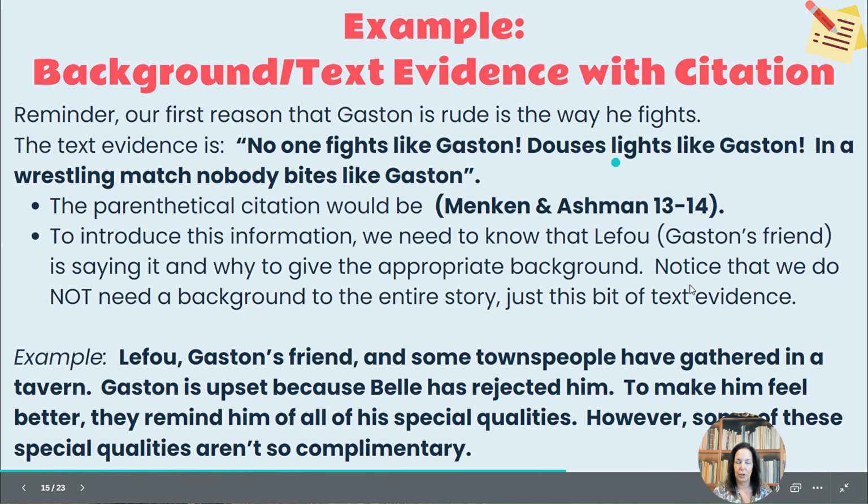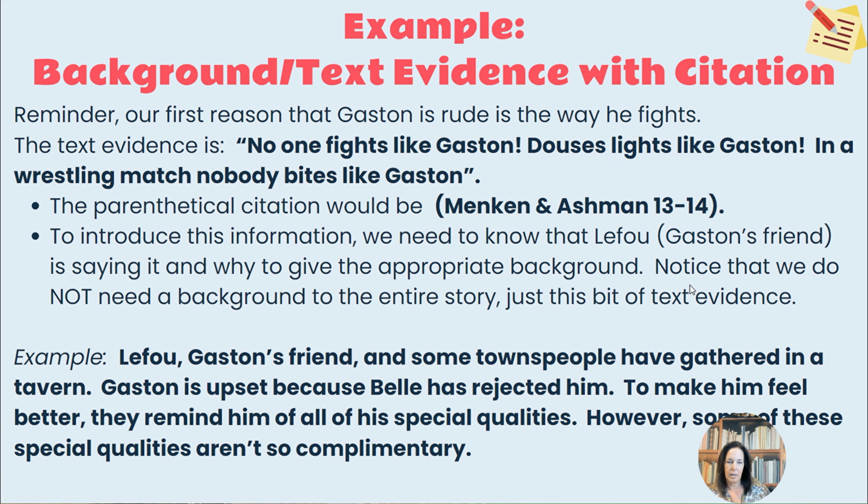Okay, now we need to kind of circle back to that background to give background to our text evidence, okay? So, reminder, our first reason that Gaston is rude is the way he fights. The text evidence that I'm using is "No one fights like Gaston, douses lights like Gaston. In a wrestling match, nobody bites like Gaston." The parenthetical citation would be Menken and Ashman, 13 to 14. Those were the line numbers, period at the end.